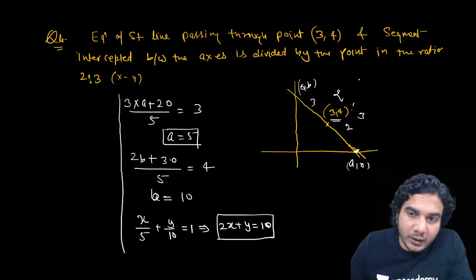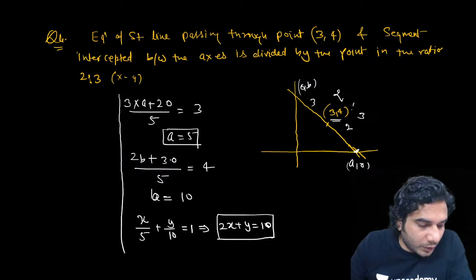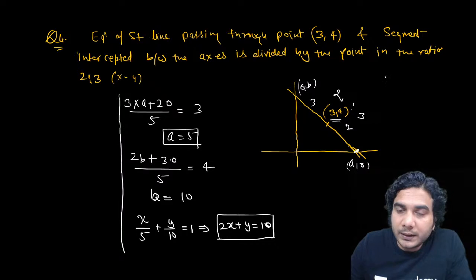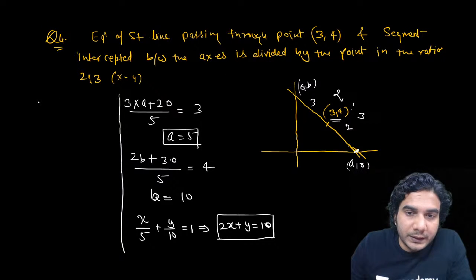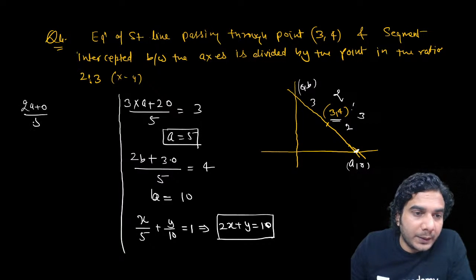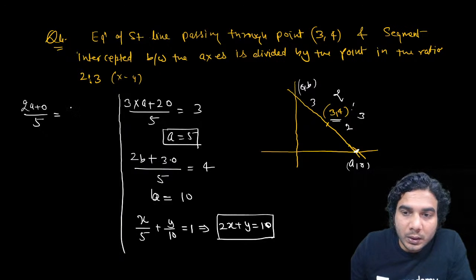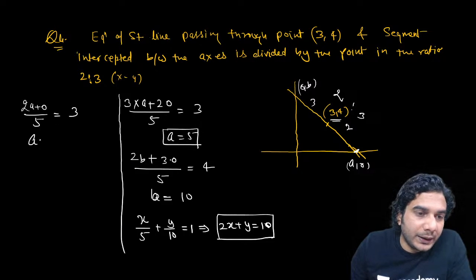If you interchange 3, 4 to 4, 3, then that will happen. Otherwise that is not going to happen. So yes, the answer is going to be like what Gia has written. That is 2 times A plus 3 times 0 divided by 5 is equal to 3. So you see A is coming out to be 15 by 2, right?